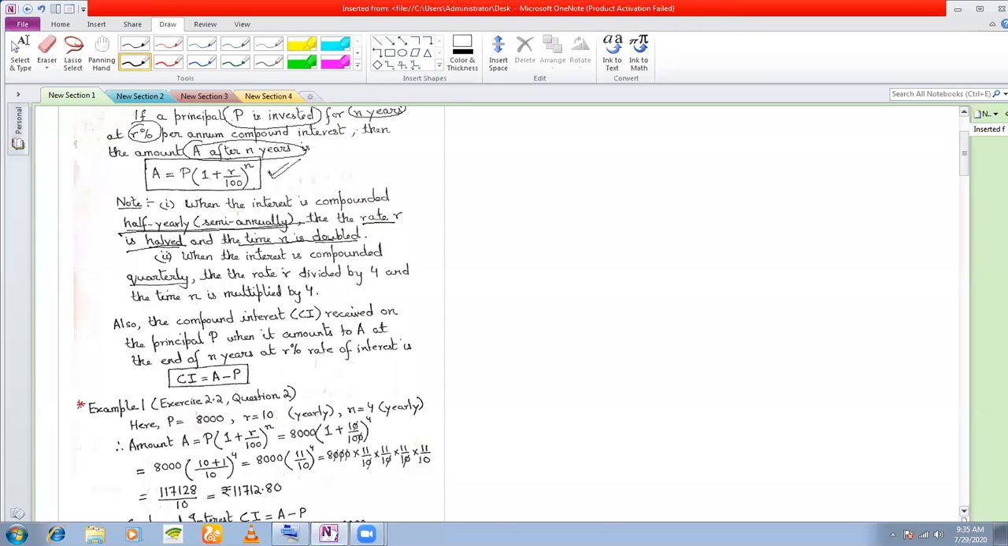Similarly, if the interest is compounded, mute all your mics, please. Mute your mics. Others will not be able to hear if you don't mute. Only when you speak, you unmute.